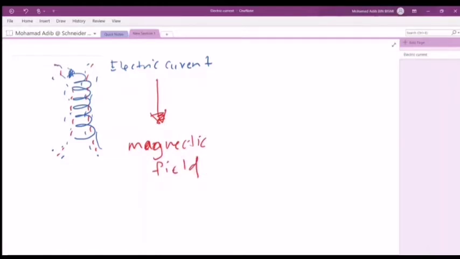So the first phenomenon was found by Michael Faraday. Michael Faraday observed, can we reverse this to generate electric current? The answer is yes. Michael Faraday is a person with good observation of this phenomenon.